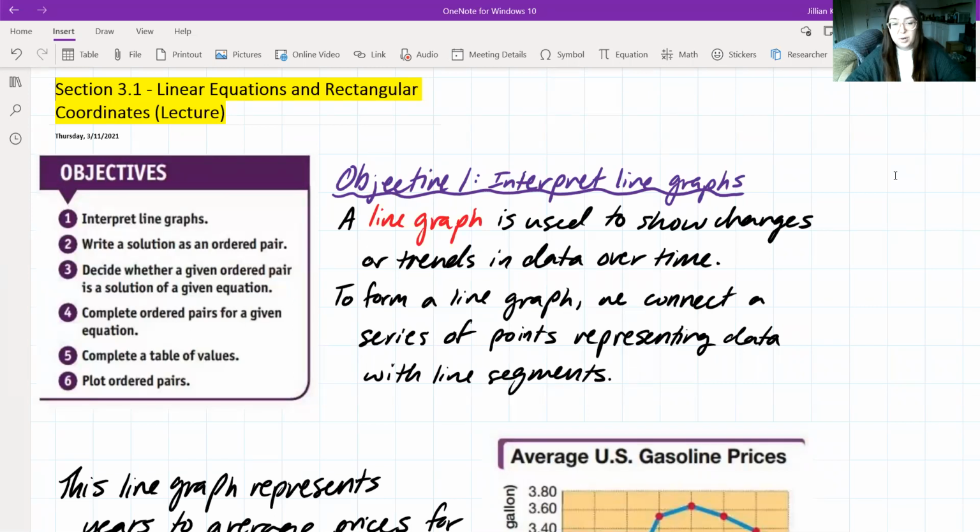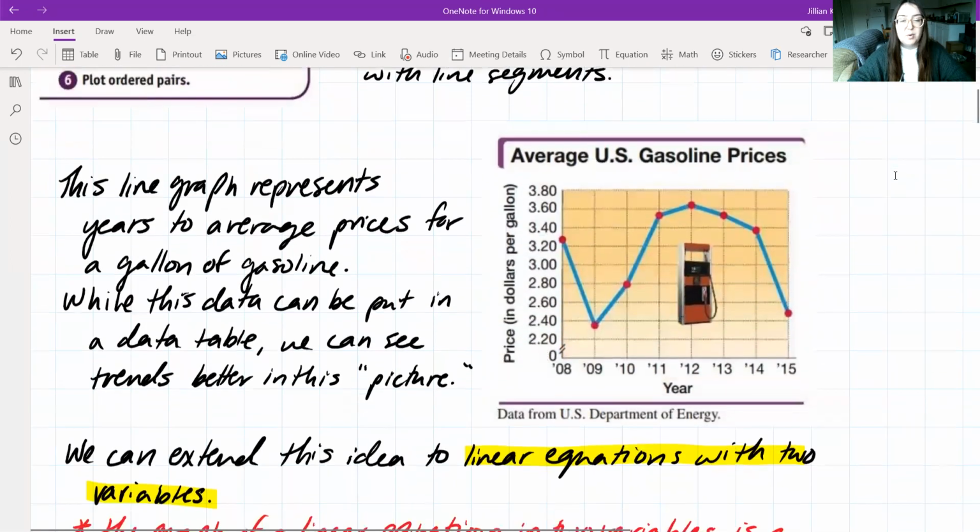We want to interpret line graphs. A line graph is used to show changes or trends in data over time. To form a line graph, we connect a series of points representing data with line segments. So what we're doing is plotting points and then just connecting our lines in between these points.